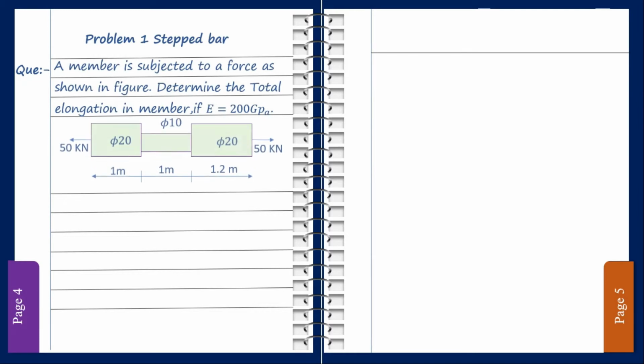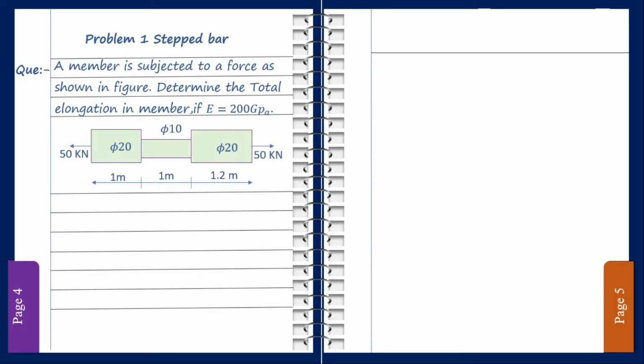First problem, which is on stepped bar: a member is subjected to a force as shown in the figure. Determine the total elongation in the member if capital E is equal to 200 gigapascal. The member is subjected to a 50 kilonewton load and is divided into three parts: first, second, and third. Given data: the diameter of the first and third sections is equal, that is 20 mm, and the diameter of the second section, D2, is 10 mm.